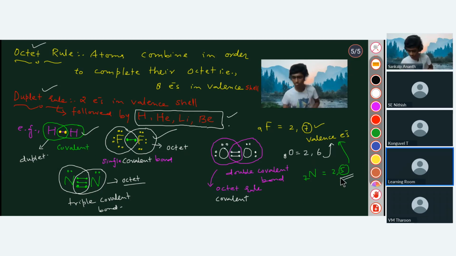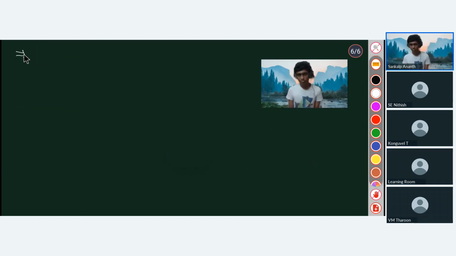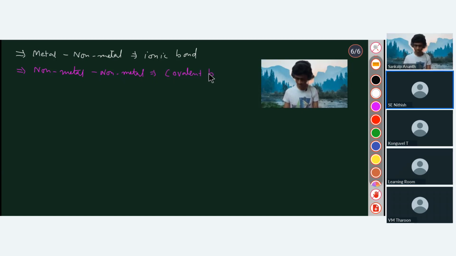Okay, so let me write in short how you will remember. Whenever there is a metal and it reacts with a non-metal, you have to remember that there will be an ionic bond, right? Next, if you have a non-metal and it reacts with another non-metal, you get a covalent bond, except hydrogen, helium, lithium, beryllium. Definitely there will be a covalent bond.